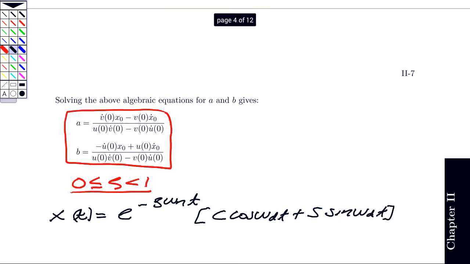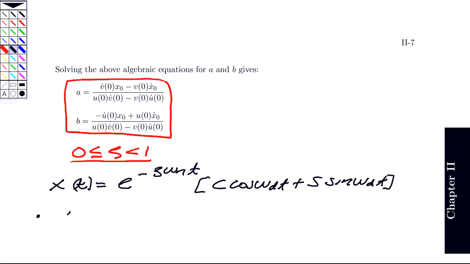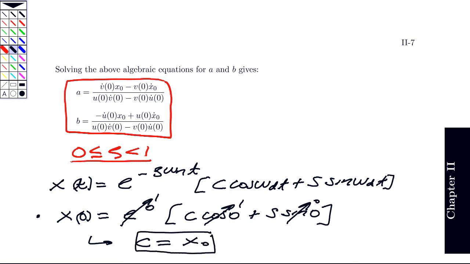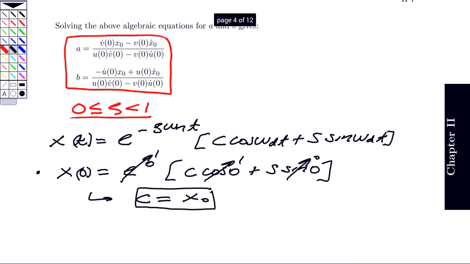What we need to do is enforce an initial displacement. So the initial displacement shows that the exponential goes to a 1. Cosine of 0 also goes to 1. Sine of 0 goes to 0. So what we find here is that C takes on the value of the initial value there for x. So that's the easy one of the two.